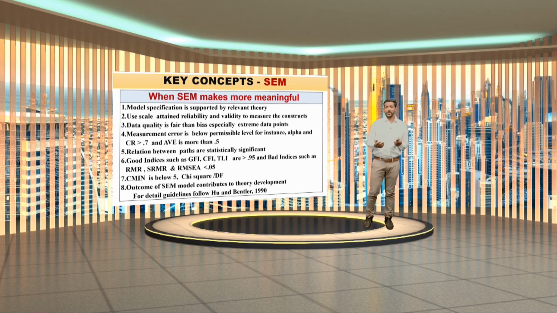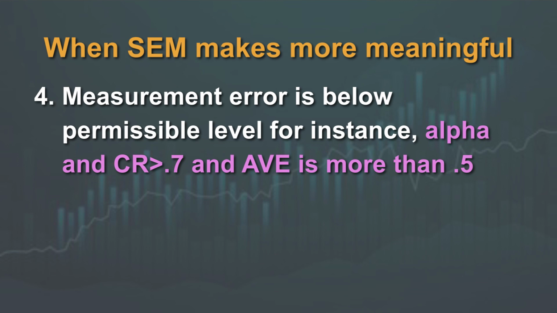And next, as we are aware, SEM is used in social science, where most of the time we deal with psychometric properties rather than physiological properties. In any psychological or psychometric properties, measurement error is very much feasible. One thing is, we cannot completely remove the error, but we have to follow something called a permissible level of measurement error. For instance, dimension wise we can check Cronbach alpha, CR and AVE. Cronbach alpha and CR should be more than 0.7 and AVE should be more than 0.5.